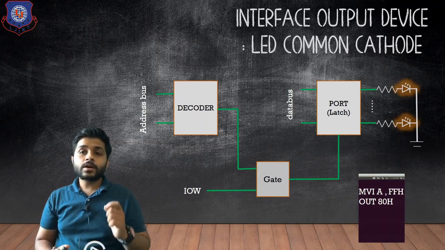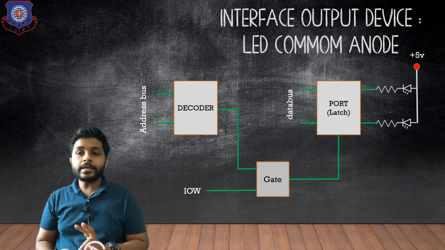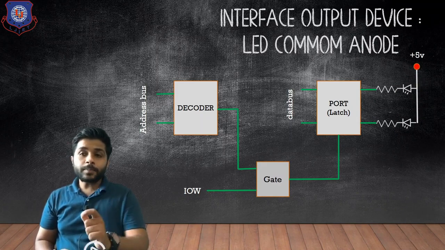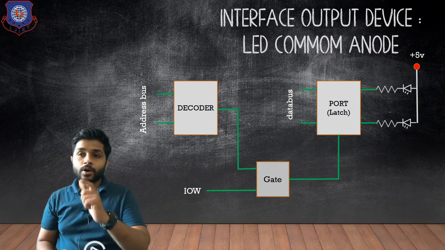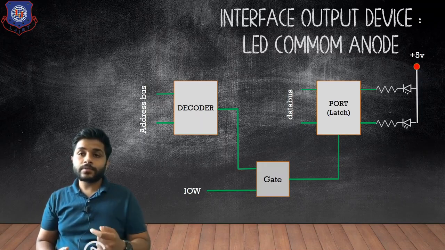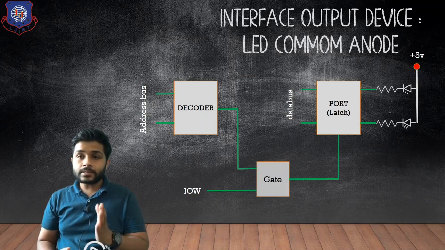Now let's see the common anode configuration. You can see that the direction of the LED is flipped, and now the anode part of the LED is connected common. You can see that the anode part is connected to 5 volt and the cathode part is different. So in this example, if you want to glow all the LEDs, we have to send 0 data. When we send 0, the path will be completed in the LED and the LED will glow.